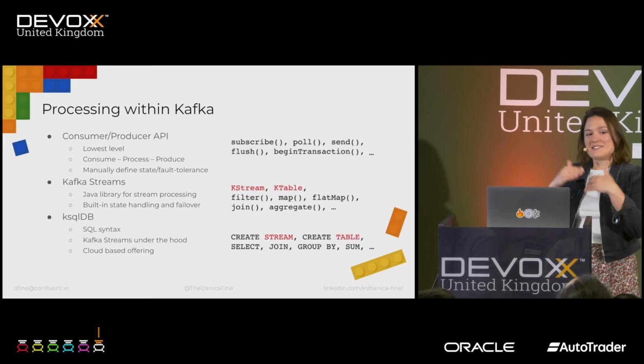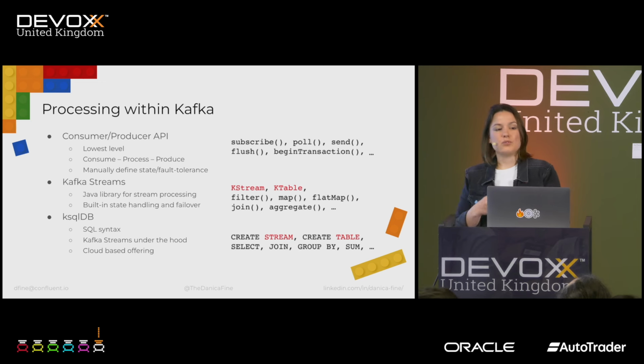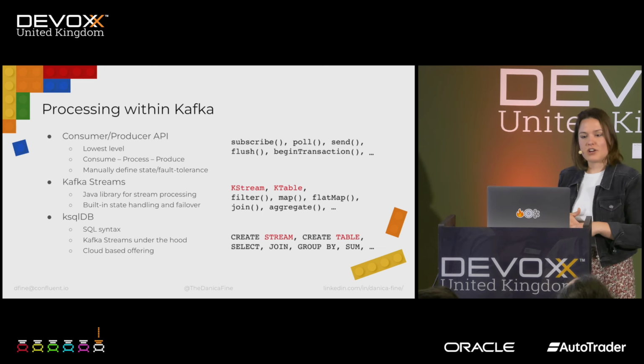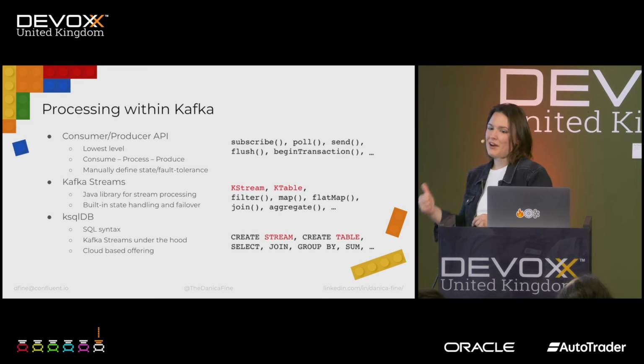But it's still, again, built on the consumer group protocol. So we are going to commit our offsets back to Kafka so that we are aware of when things fail over, how do we start up again. And we're also going to commit the state back to Kafka.